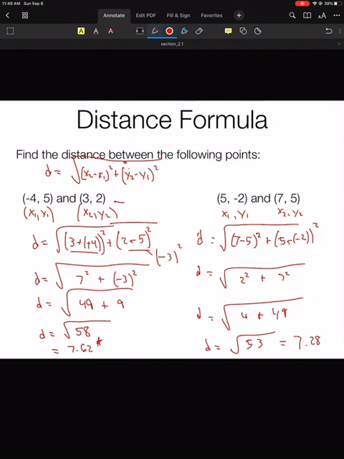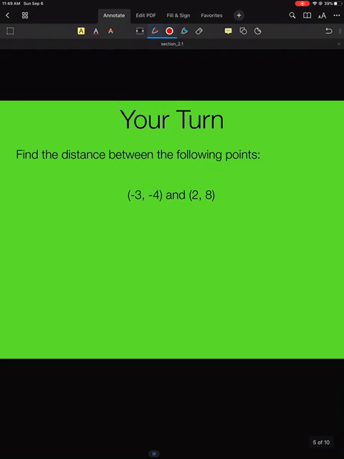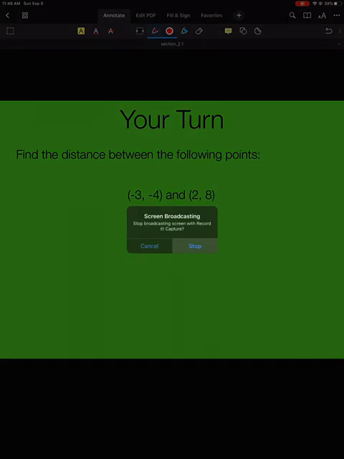Okay, so it turns out that those are fairly similar distances. But that doesn't really matter. We just care about the distance. Okay, so here's your turn. Use the distance formula to calculate the distance between these 2 points.